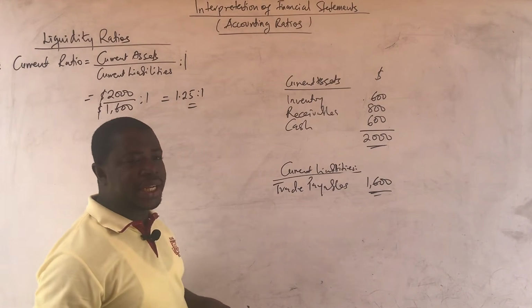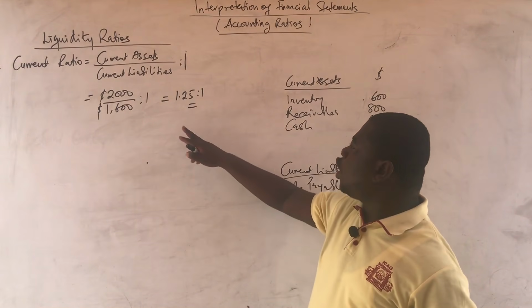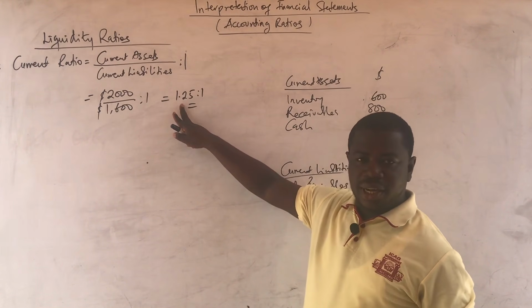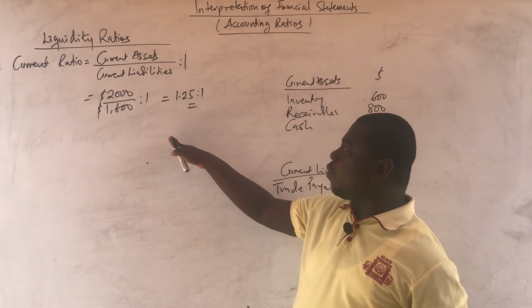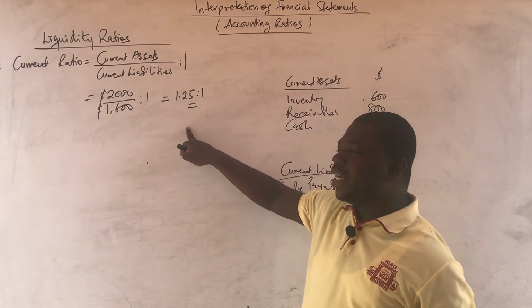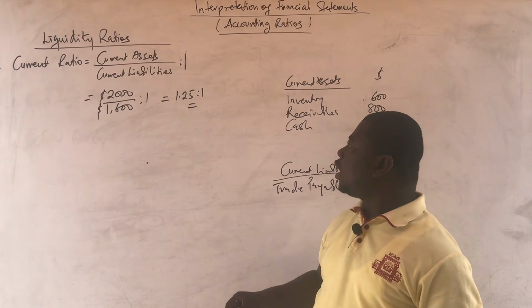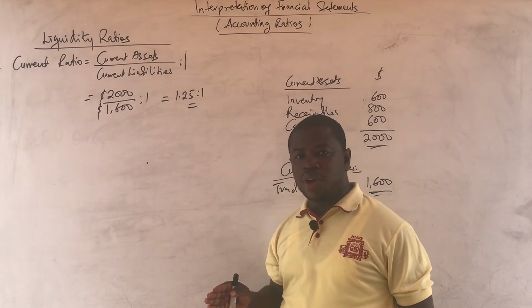But before we look at that, listen. It is expected that for every organization, you should be more than 1. When it comes to the current ratio, it should not be less than 1. If you have it less than 1, let's say 0.9 is to 1 or 0.8 is to 1, then it means that you are having fewer assets than your liabilities.